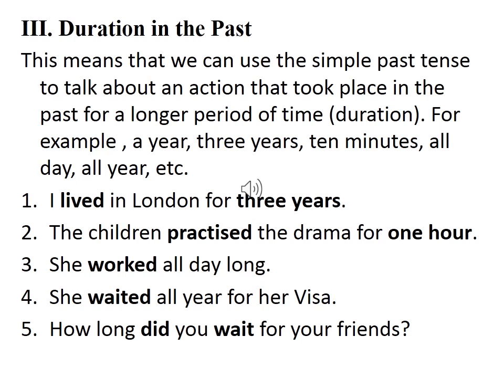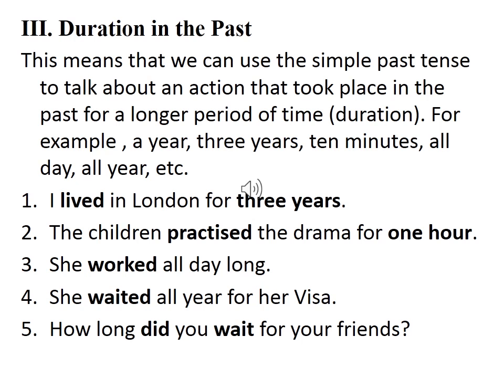We can also use the simple past tense to talk about a duration in the past. This means that we can use the simple past tense to talk about an action that took place in the past for a longer period of time. And that period of time is also known as a duration. For example, a year, 3 years, 10 minutes, all day, all year, etc. Take a look at the examples.